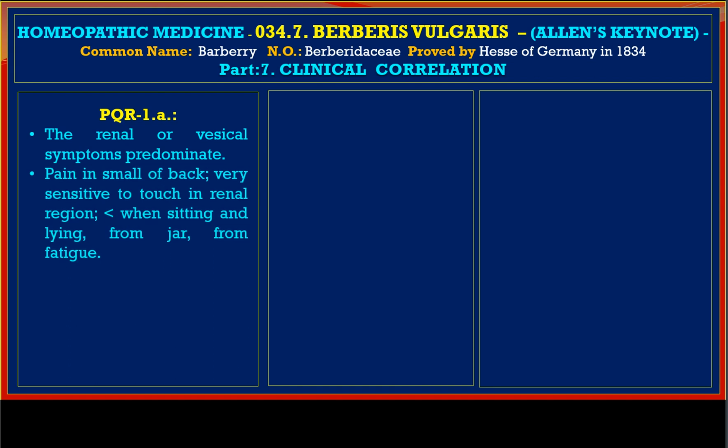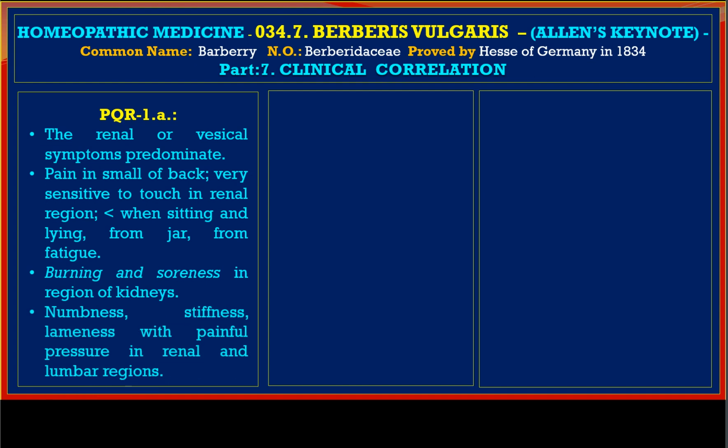Pain in the small of back, very sensitive to touch in the renal region, worse when sitting and lying, from jar, from fatigue. Burning and soreness in the region of kidneys, numbness, stiffness, lameness with painful pressure in the renal and lumbar region. So this is a very complex syndromic approach where the pain picture has been given in reference to the symptoms which predominantly here are telling us about the kidney region.